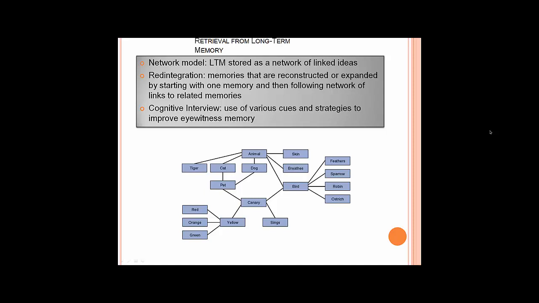I'll tell you an example of redintegration. Many of us have had this experience. I know I have.